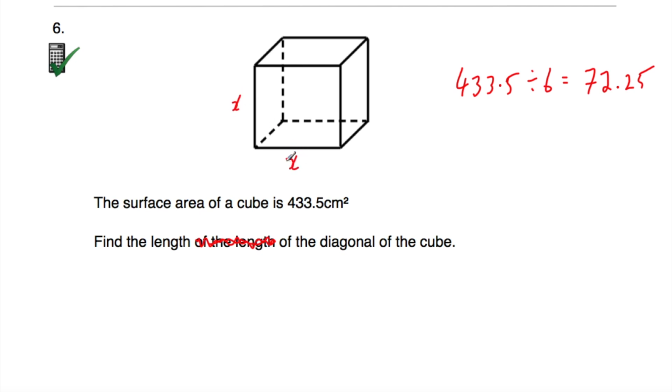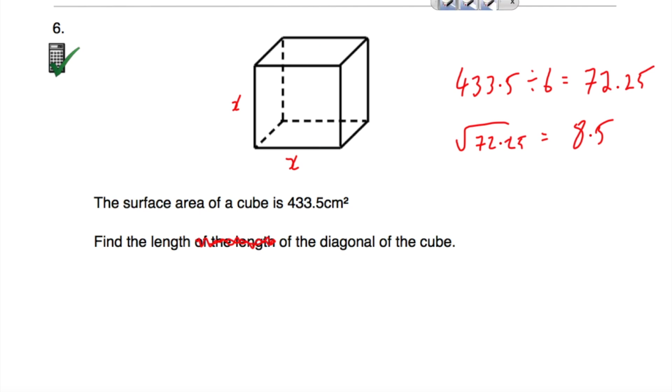So if we do the length times the width, that would be equal to 72.25. So if we do the square root of 72.25, that would tell us the side length here. So the square root of 72.25 is equal to 8.5. So that means the side length of this cube is 8.5 centimeters.